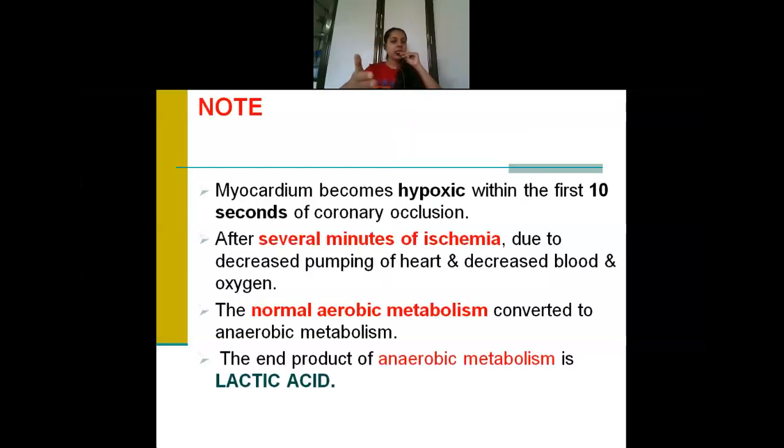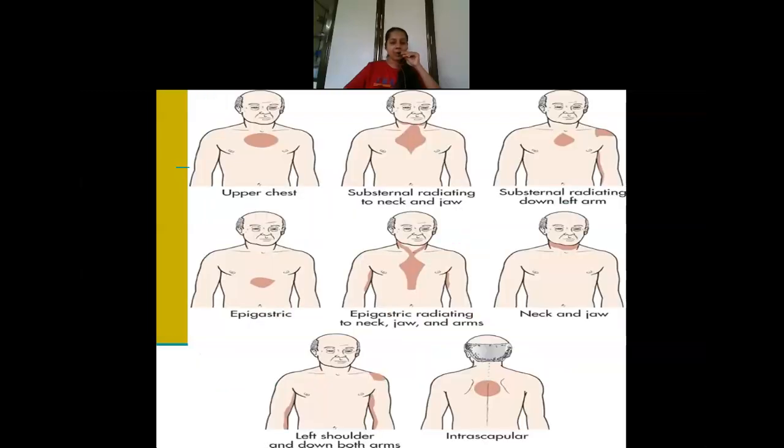Okay, you can just go through the note that I have given here. What I have explained already, only it is there in this note. Okay, so remember, myocardium will become hypoxic within 10 seconds. Within 10 seconds of obstruction, myocardium will start to become hypoxic, and then there will be ischemia, decreased blood flow, decreased oxygenation. Okay, so because of that, it is converted from normal aerobic metabolism to anaerobic metabolism.